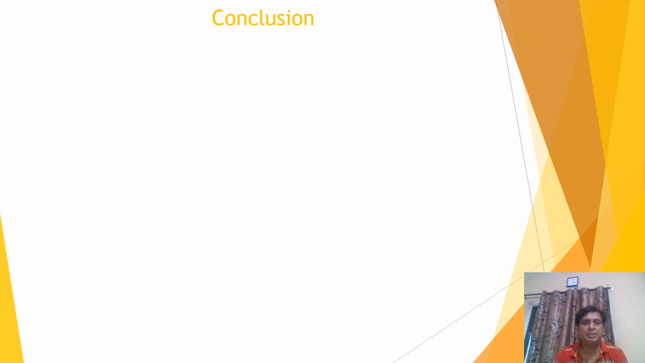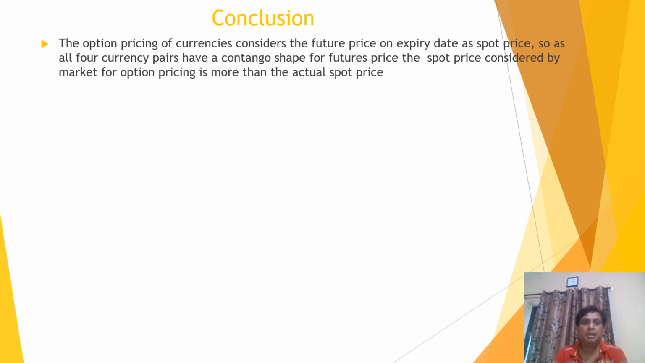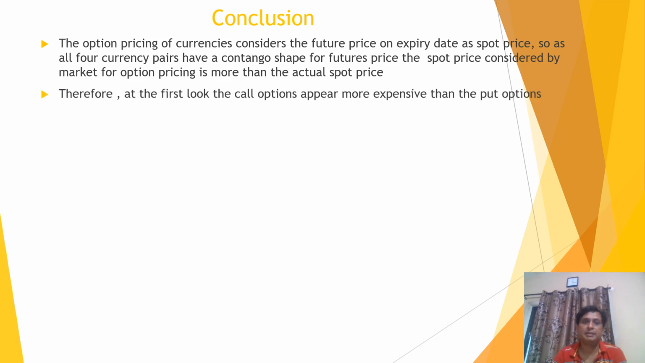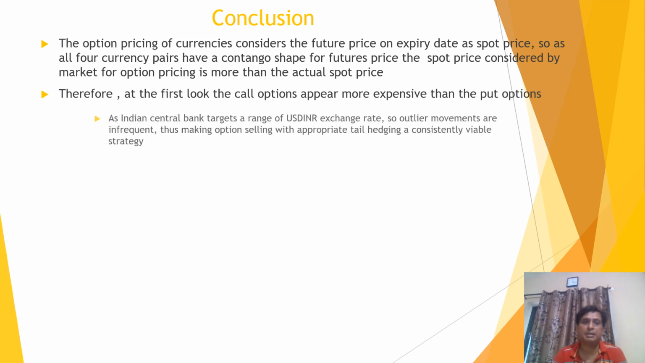Now let's examine the broad conclusions of this whole presentation. The option pricing of currencies considers the future price on expiry date as the spot price. So as all four currency pairs have a contango shape for future price, the spot price considered by the market for option pricing is more than the actual spot price. Therefore, at the first look, the call options appear more expensive than the put options.